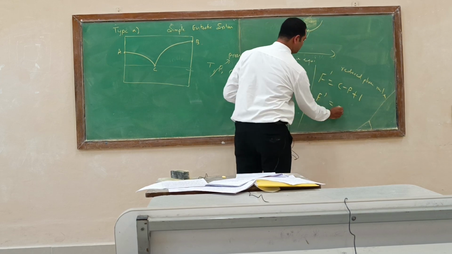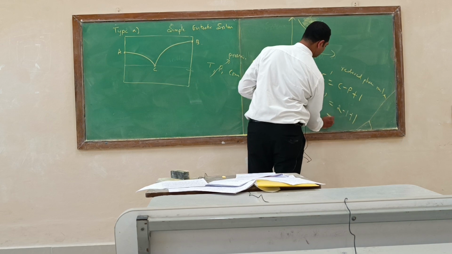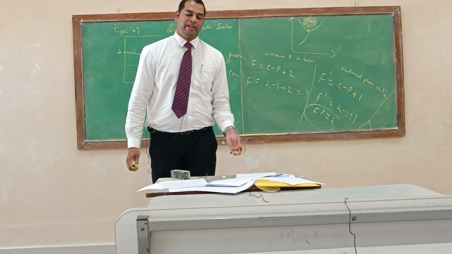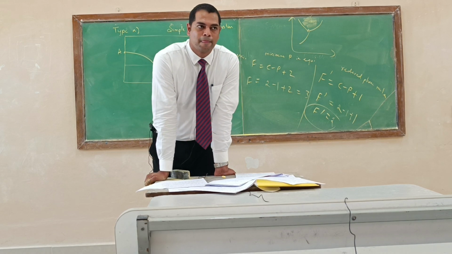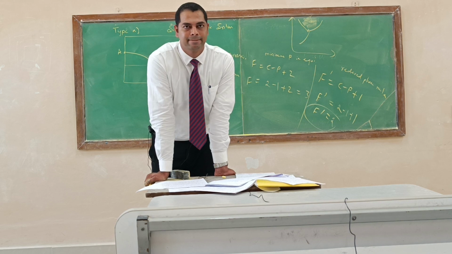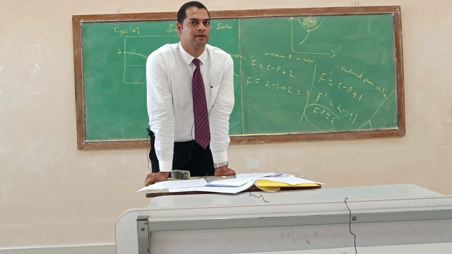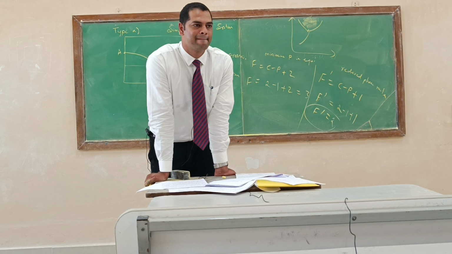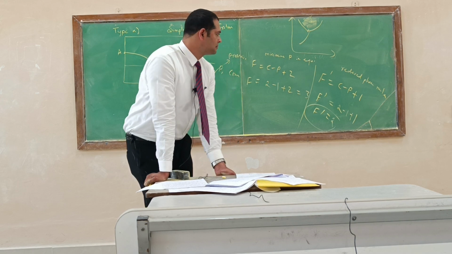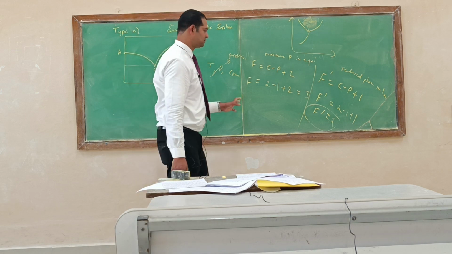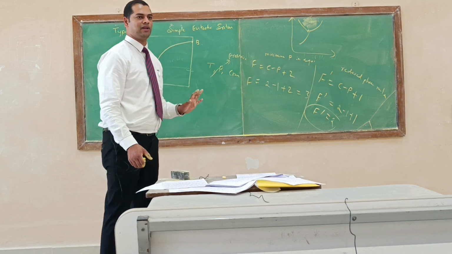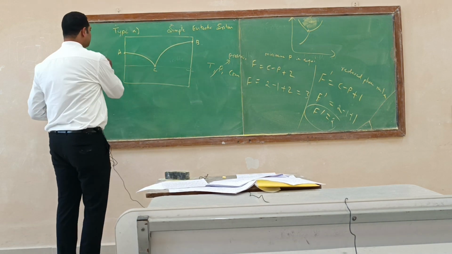So what happened here? 2 minus 1 plus 1, so 2. You need 2 degrees of freedom. So that is temperature and composition. So how do we plot temperature? So there is temperature here.